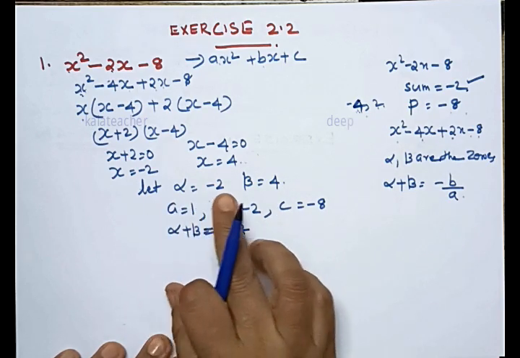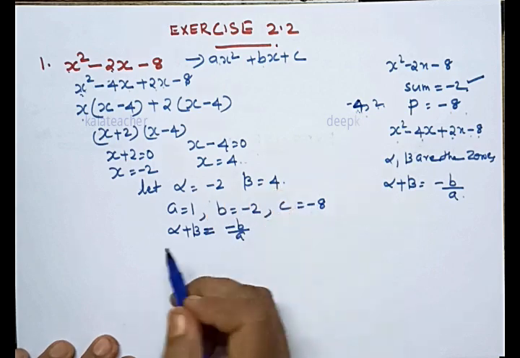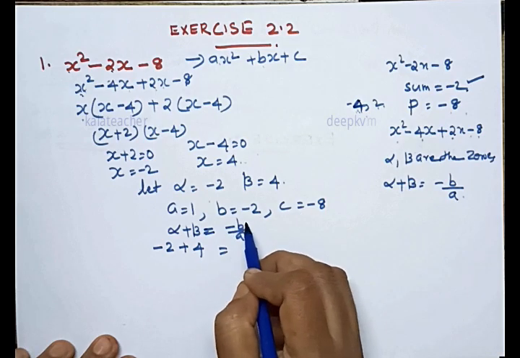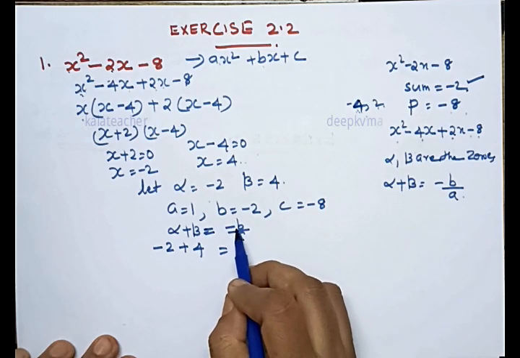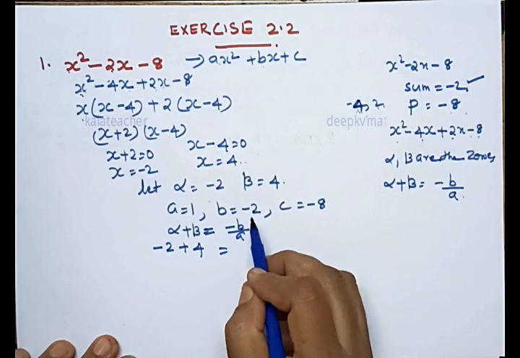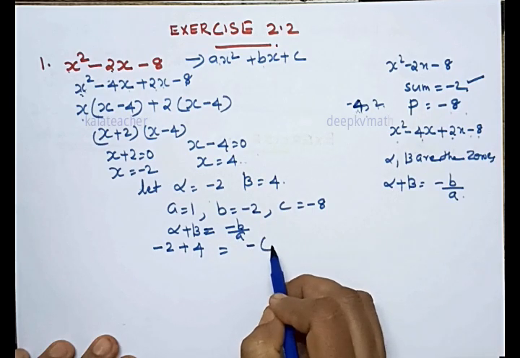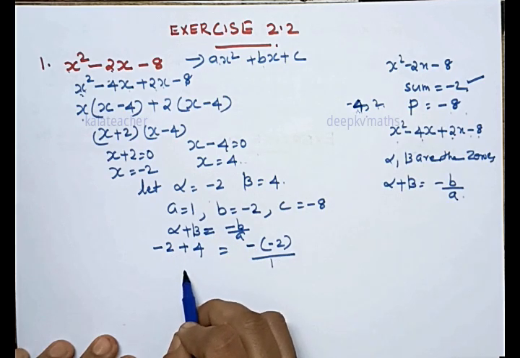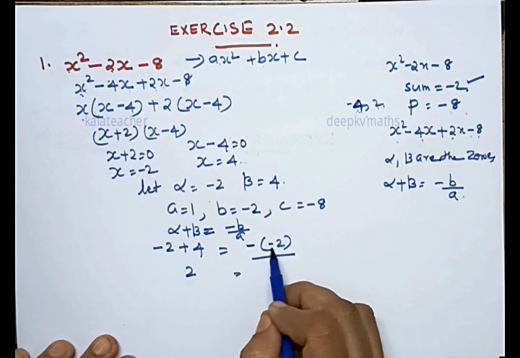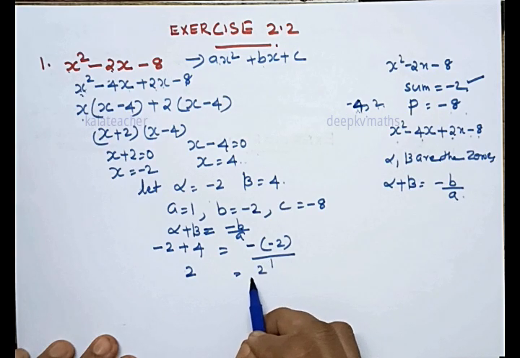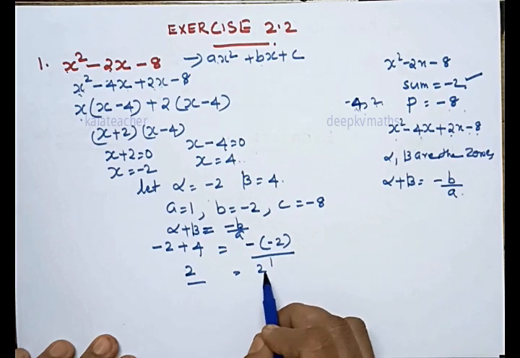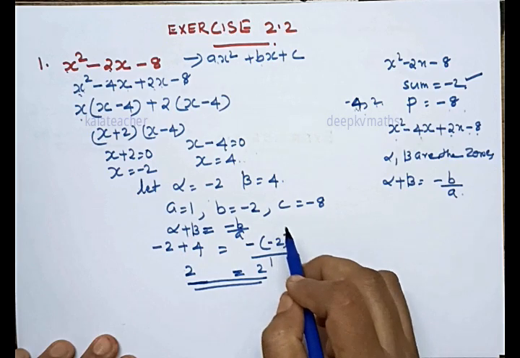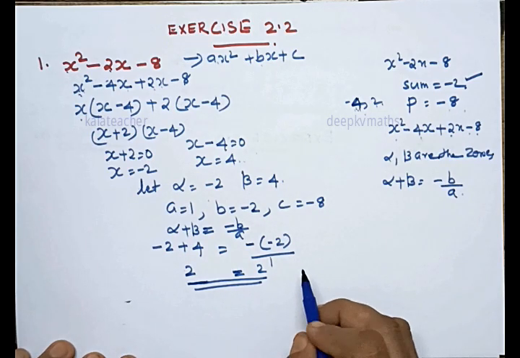Let's verify. Alpha value is minus 2 and beta value is 4. Substituting, minus 2 plus 4 is equal to 2. Now minus b by a: b is minus 2, so minus of minus 2 by a value 1 is 2 by 1, that is 2. Both are equal to 2. Then we verify alpha beta.